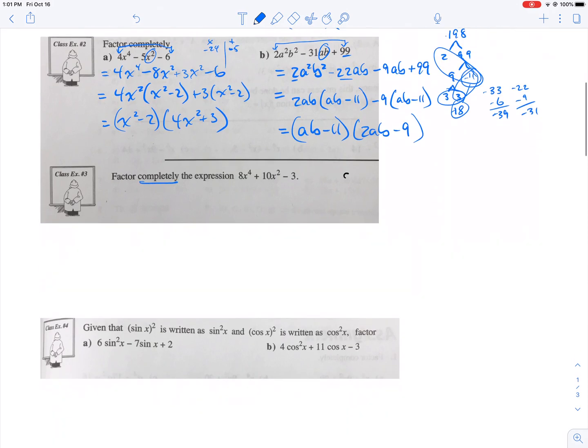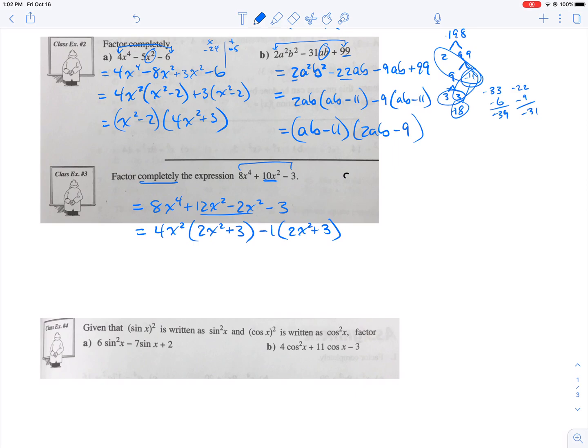Factor completely. This is a kind of a hint that we're probably going to have to do some follow-up factoring after the fact. So let's use factoring by decomposition again. 8x to the 4, and that's a negative 24. So we're going to have plus 12x squared minus 2x squared. Remember, these two values have to equal this value. Minus 3, and then we'll factor by grouping. 4x squared, 2x squared plus 3, minus 1, 2x squared plus 3.